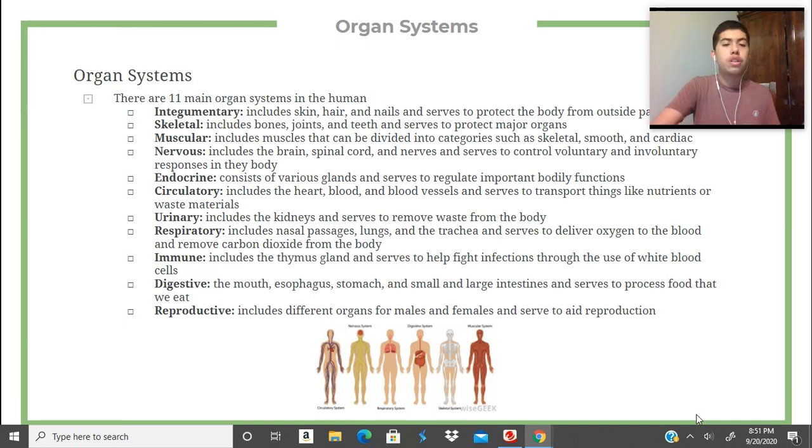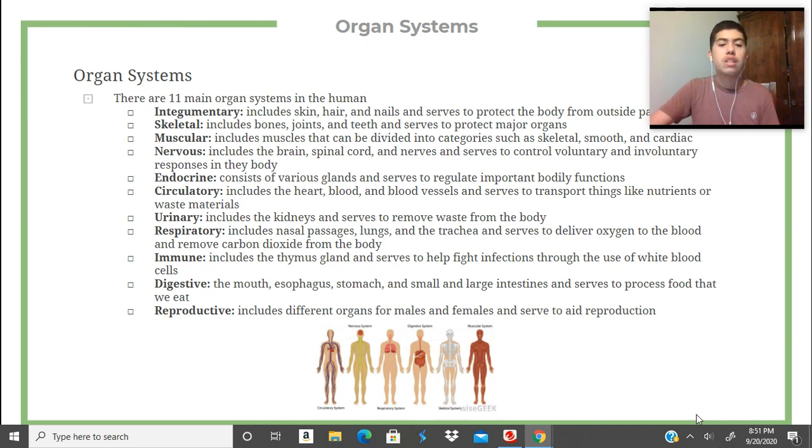And then we have the circulatory system, which includes the heart and blood vessels, and serves to transport things like nutrients or waste materials throughout the body. And then we have the urinary system, which includes the kidneys and serves to remove waste from the body. And then we have the respiratory system, which includes nasal passages, lungs, and the trachea, and serves to deliver oxygen to the blood and remove carbon dioxide from the body. So we breathe in oxygen, breathe out carbon dioxide.